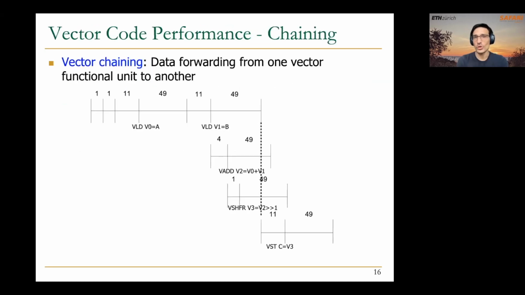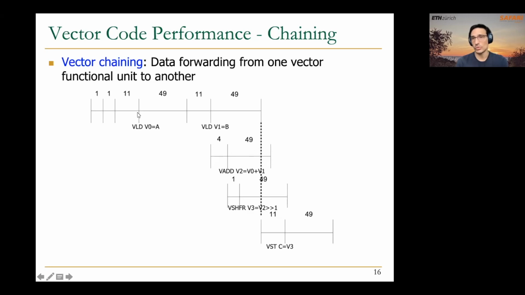And that is where we use vector chaining. What vector chaining essentially means is that we can forward elements or data that has been produced in a specific execution unit or functional unit and move it to another functional unit. So in the particular case of our code, we'll first have to wait for the first load instruction to complete, because we need elements from array B as well to perform the next operation in the next functional unit, that is the addition.